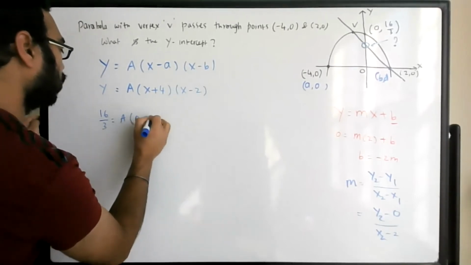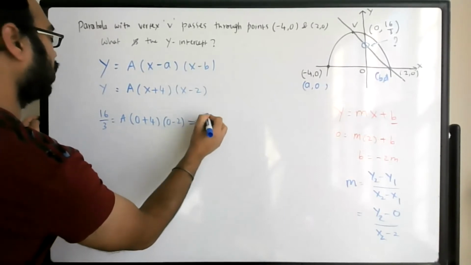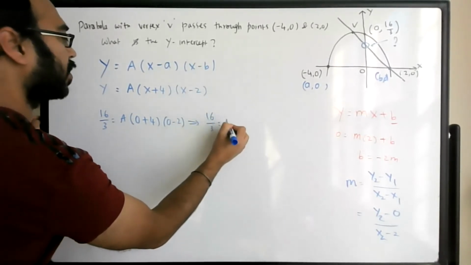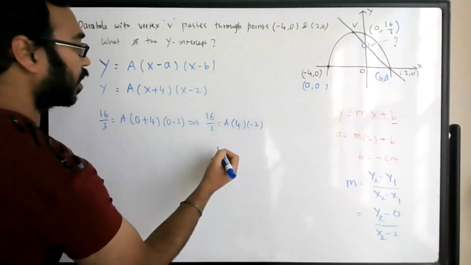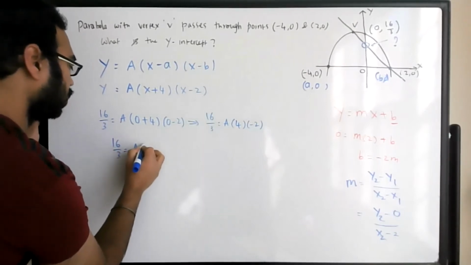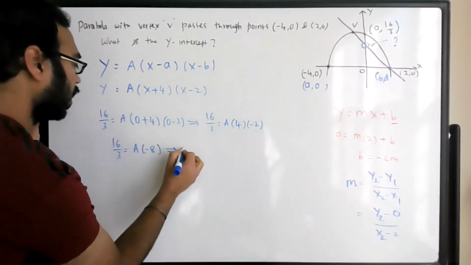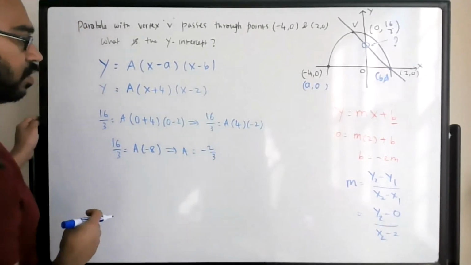So 0 plus 4, because x is 0, and 0 minus 2. Okay, so that gives me 16/3 equals capital A times 4 times -2. So that would be 16/3 equals a times -8. So with that, I get my a equals -2/3. Excellent. So great.